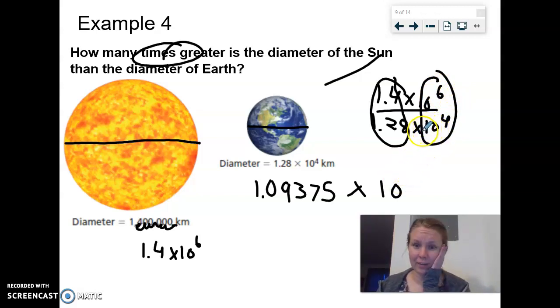I gave you the answer. I just did it in my head already. 6 minus 4 is 2. That's why I kept saying 2. So here it is in scientific notation now.